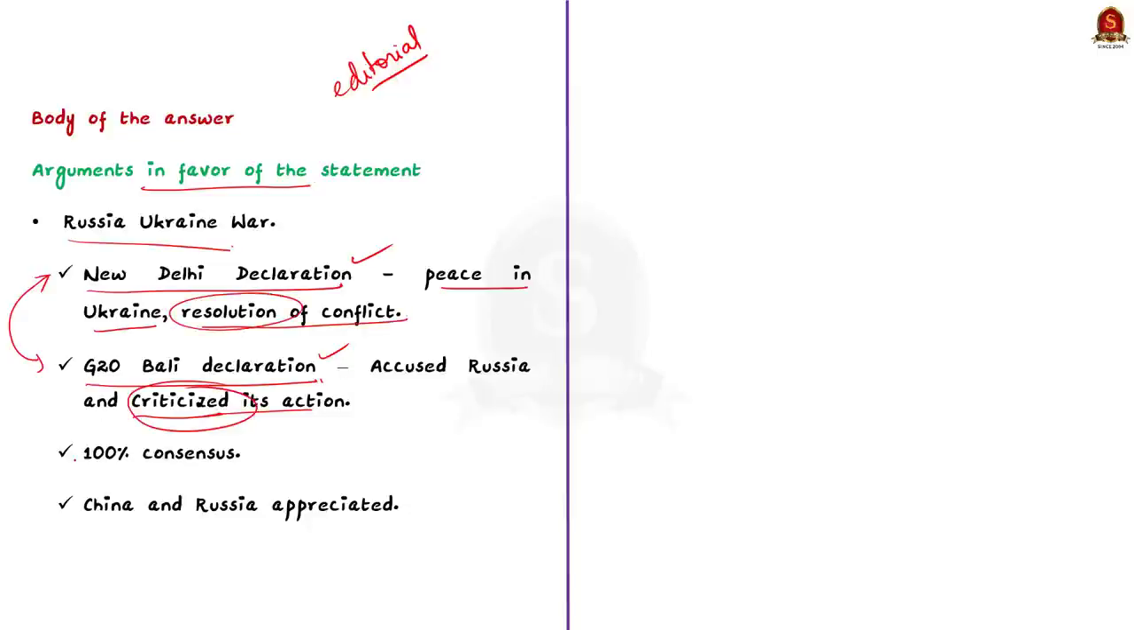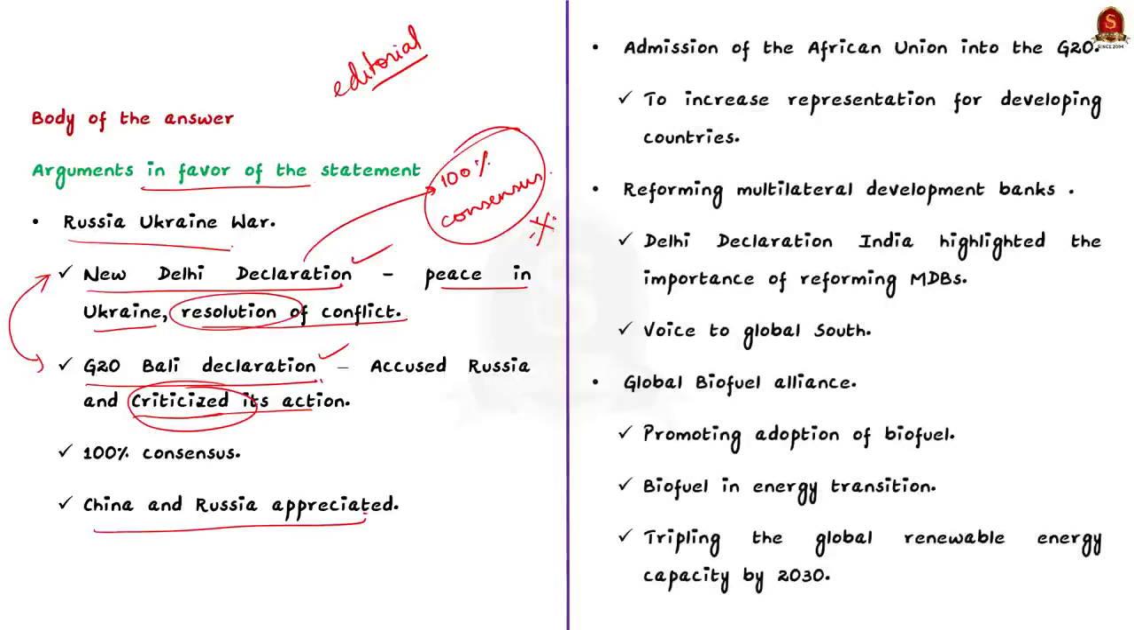The New Delhi declaration received 100% consensus from all member nations. Even Russia and China agreed to the declaration. Getting 100% consensus is a diplomatic victory for India. This diplomatic victory will help transform India's position in global politics. Then you can mention the admission of the African Union into G20. The African Union was admitted as a permanent member in G20 to increase the representation of Africa in the G20 forum. India played an important role in the admission of the African Union into G20. So this will also help transform India's position in global politics.